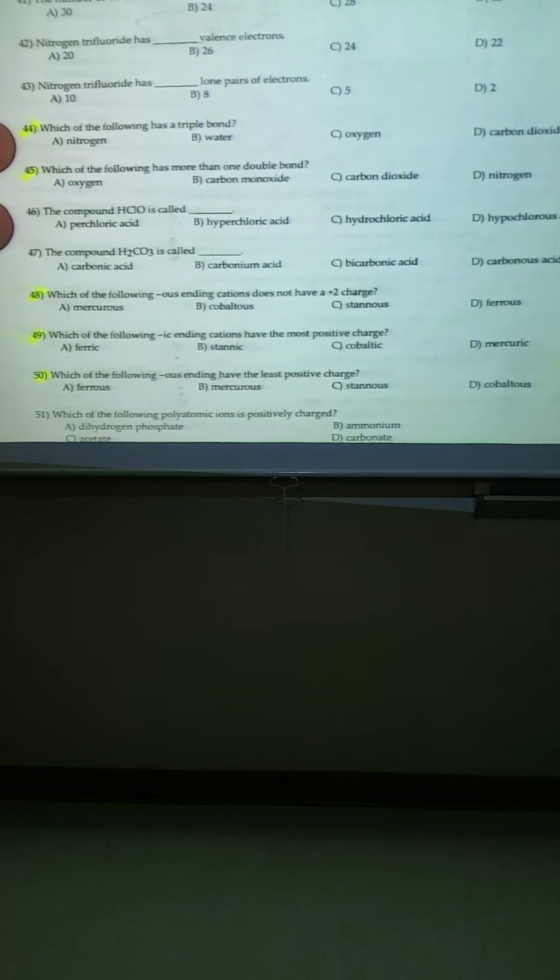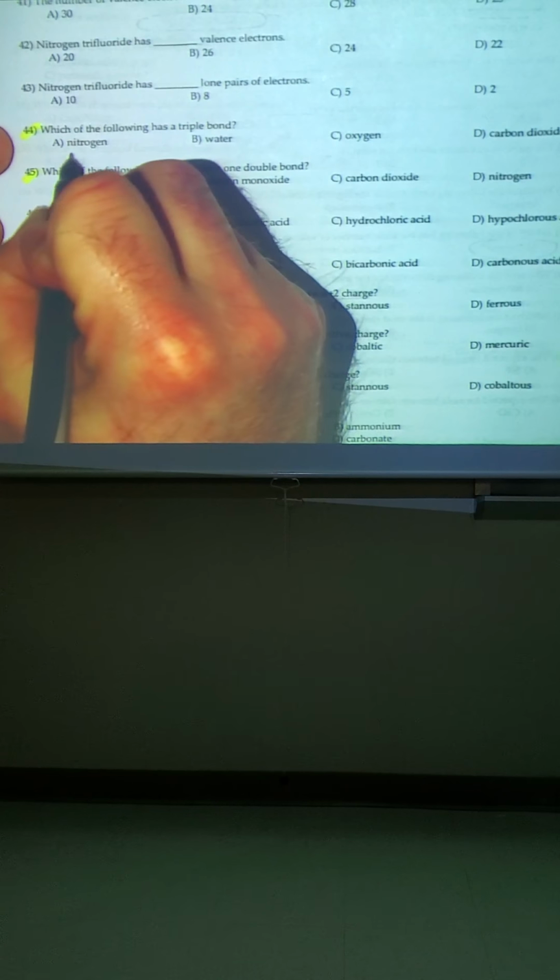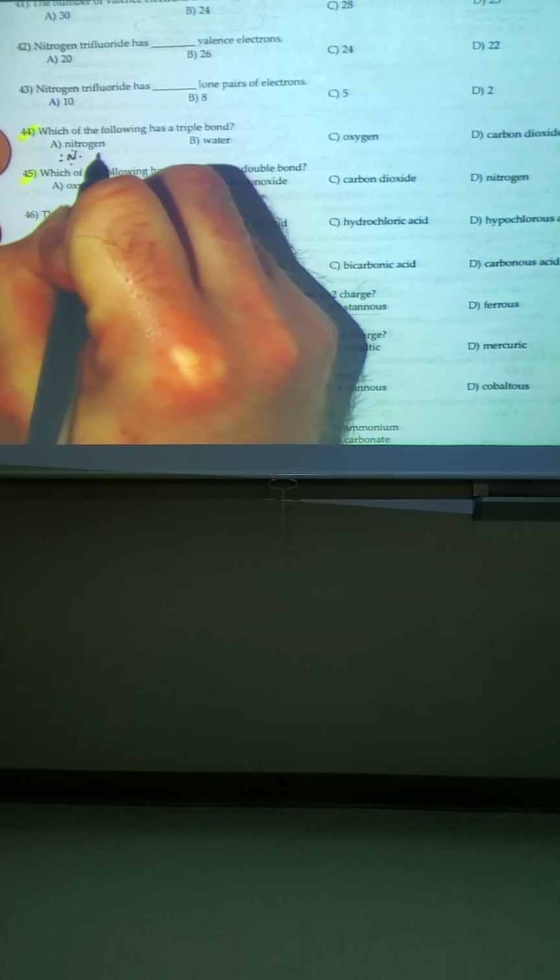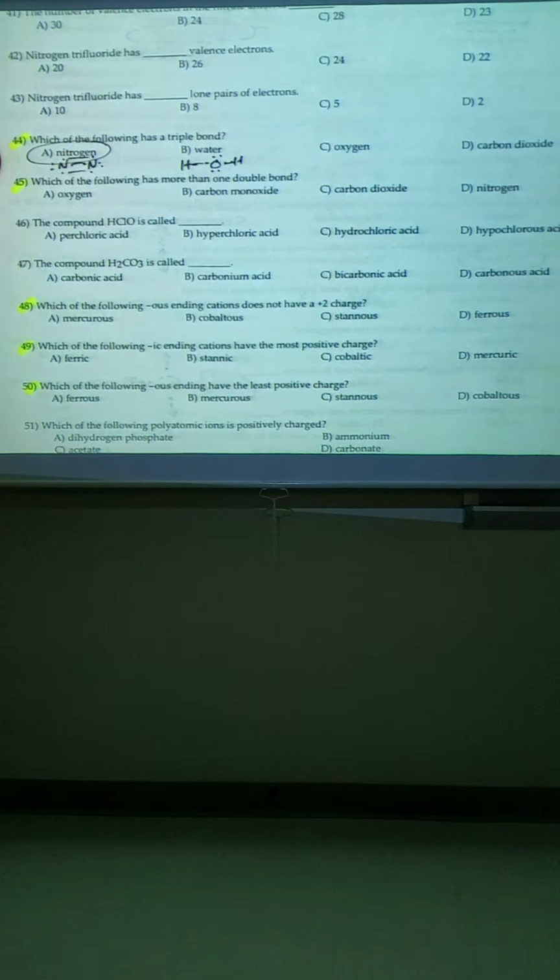(44). Which one has a triple bond? Nitrogen is 5 and 5. So connect, connect, connect, and bingo. For practice though, water has 6 on oxygen, 1 on hydrogen. It's got 2 single bonds.